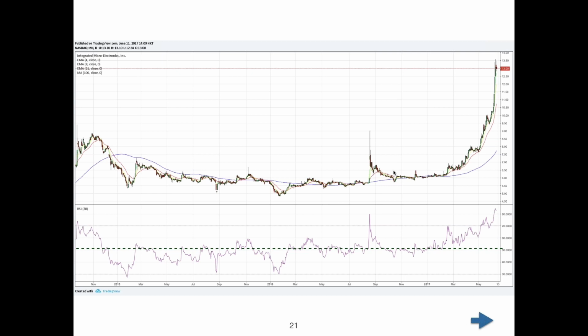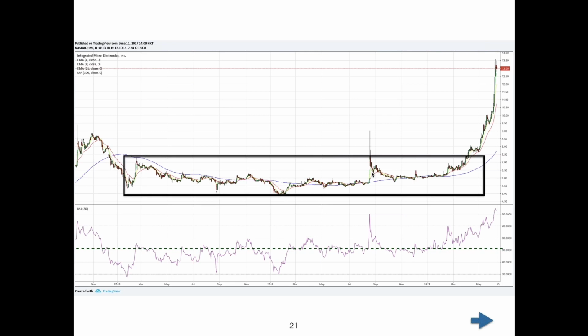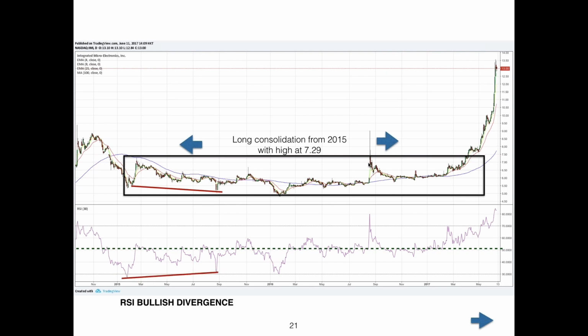Now the volume breakouts were also accompanied by RSI breakouts. IMI had been consolidating for 2 years within this box with a high of 729. And then a bullish divergence on the RSI was spotted. It tried to break out above this box, but it failed. The RSI also tried to break above 70, but it also failed to sustain it.